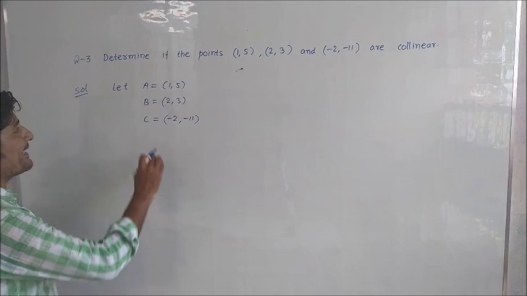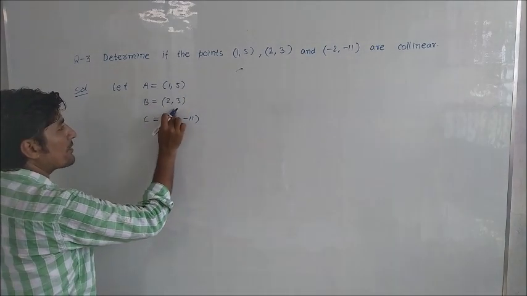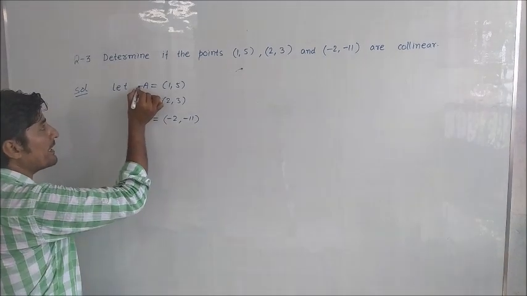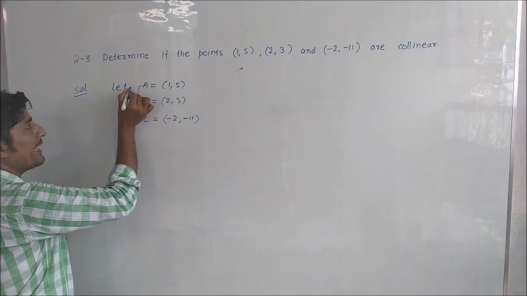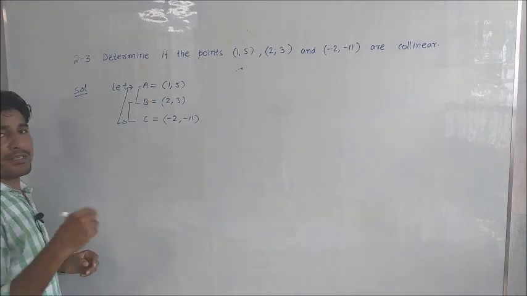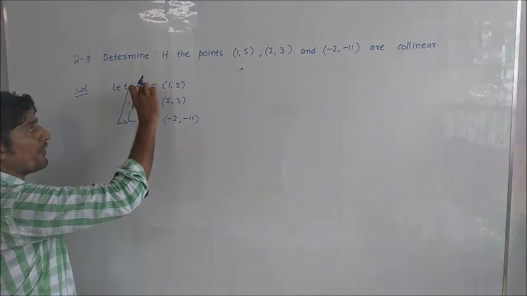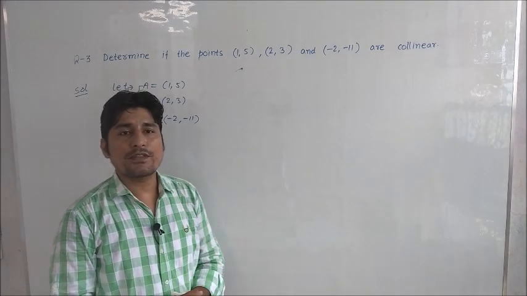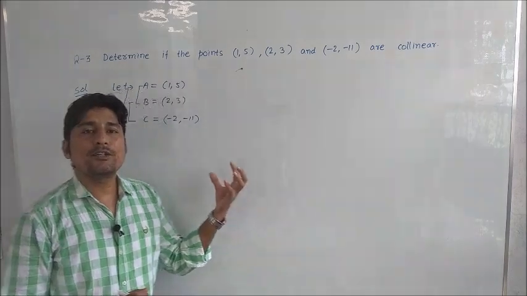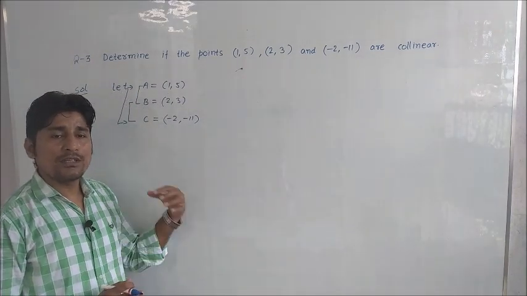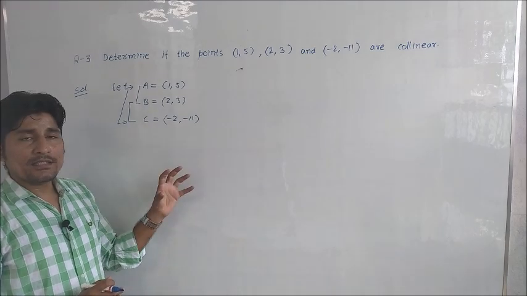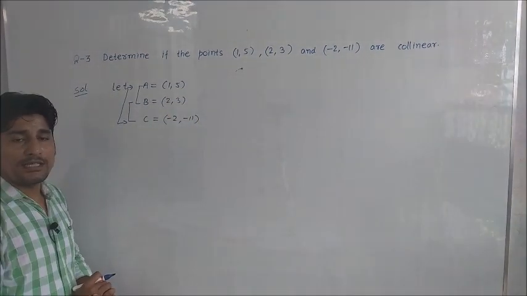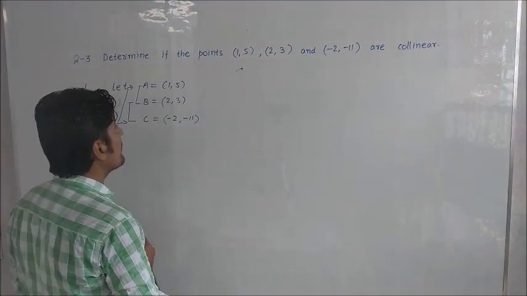After assuming A equals 1, 5, B equals 2, 3, C equals minus 2 and minus 11, we have to find the distance between A to B, then B to C, and then A to C also. After that, we will observe that if the sum of any two line segments is equal to the third line segment, then the points are collinear. Otherwise, the points will not be collinear.